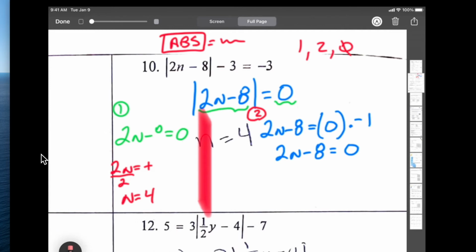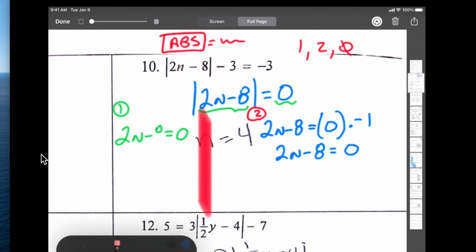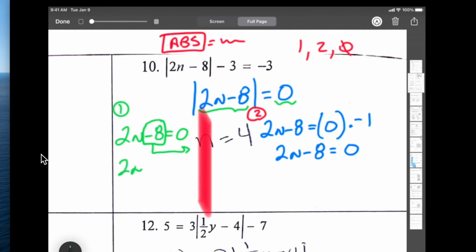We could take this -8. Sorry. We could put a box around it, including its sign. We can move it to the opposite side and change the sign when we do that. So it gets eliminated from the left side and it becomes a +8. Two ways to do that. You get the same answer.